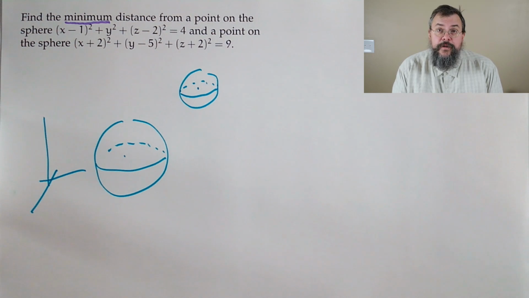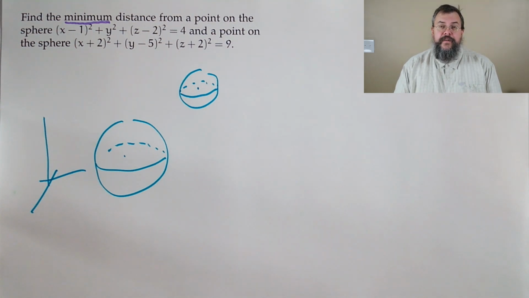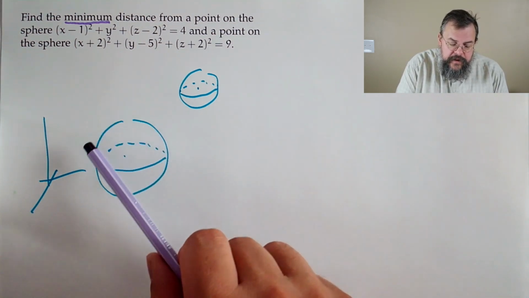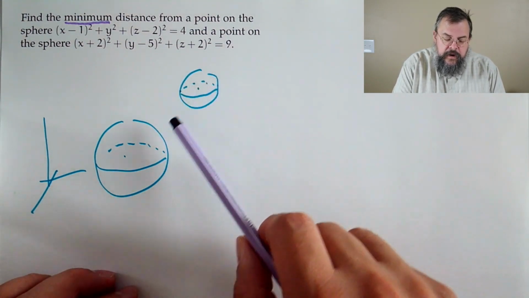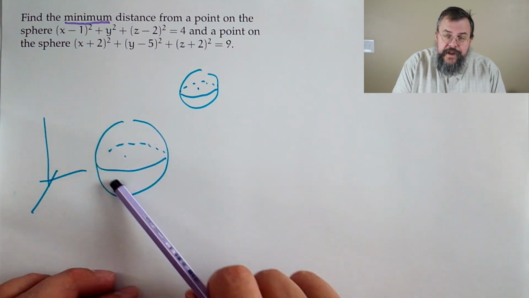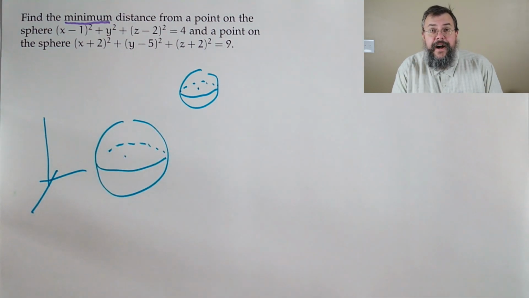Now, the reason why calculus would be hard is because we'd have to somehow find a way to have a minimum where we think of going over all the points over here and all the points over there all at the same time.